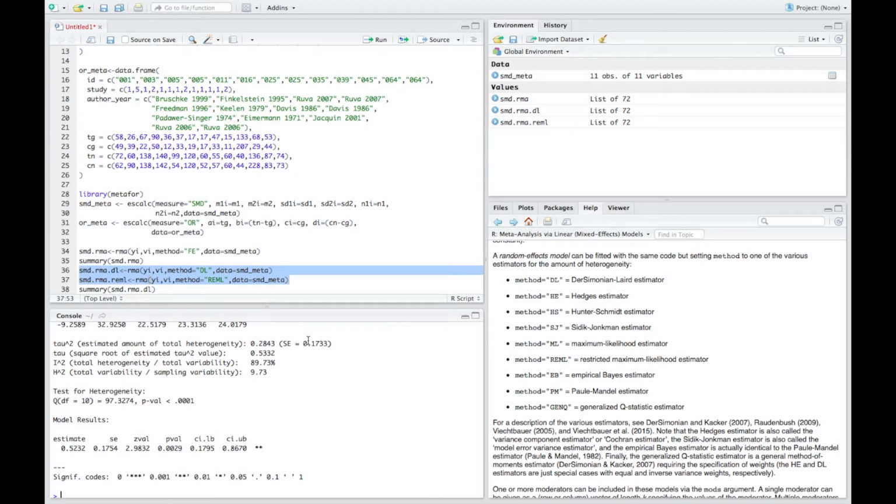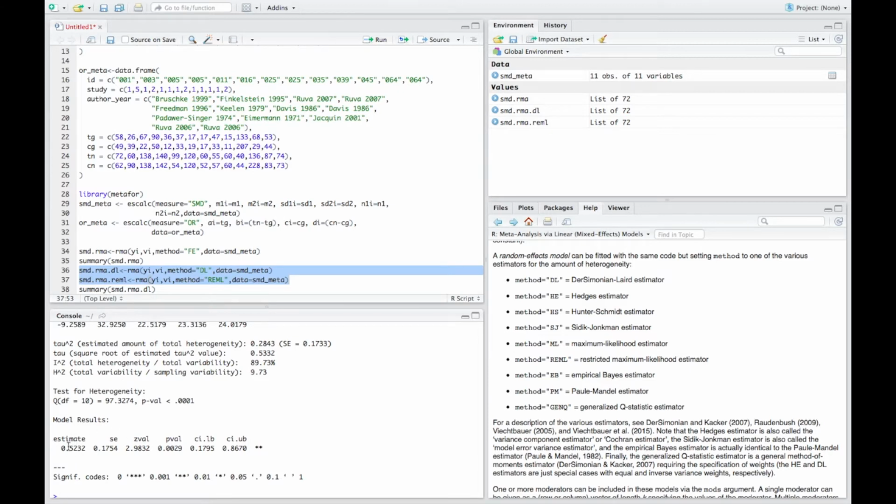We also have a few more things under tau squared. So we have I squared, which estimates the percentage of heterogeneity that is not attributable to sampling error. Almost 90% of the variance cannot be attributed to sampling error. That's a strong justification for a random effects model. We also have H squared, which is a ratio of total variability to sampling variability. If the heterogeneity can be explained by sampling error alone, this value would be 1, or very close to it. It's almost 10. Again, there's a lot of heterogeneity in these data. So all of this together provides justification for using a random effects model.